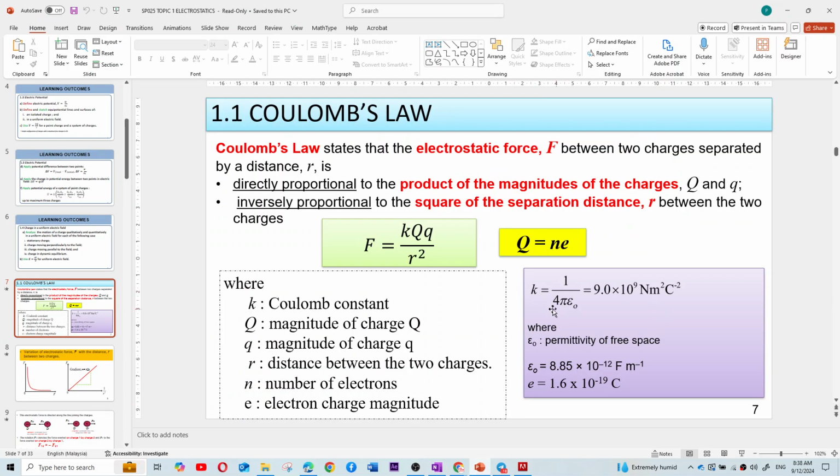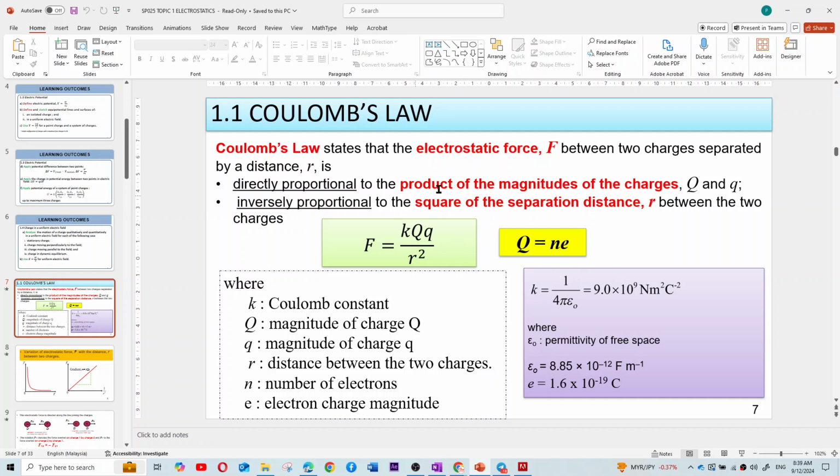The k value is 9 exponent 9, and this is the unit. K is what we call Coulomb's constant. And epsilon naught is called the permittivity of free space. The value is 8.85 exponent negative 12 farad per meter. Okay, epsilon naught is called permittivity of free space, and k is called Coulomb's constant.